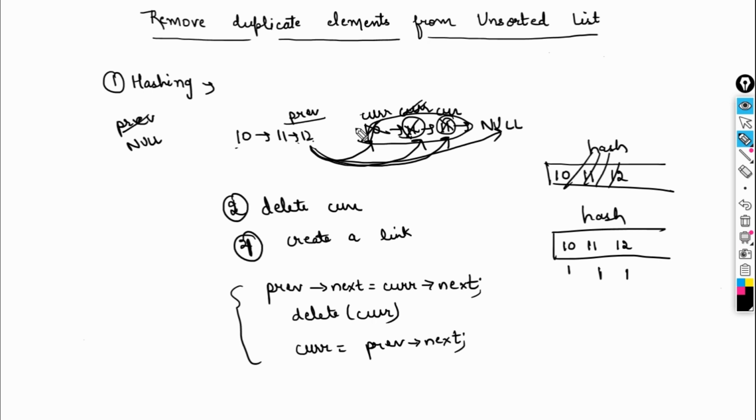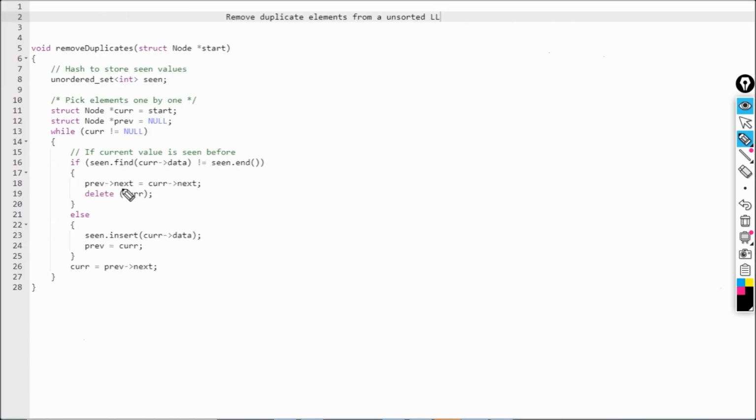Now let's write the code for it. So this is my code. This is my head. Say this is my linked list again: 10, 1, 2, 1, 1, 2, 10, 10. So this is my list, and this is my start, that is my head node.